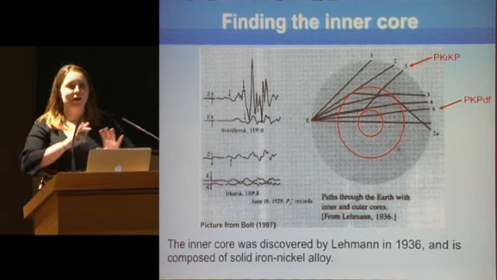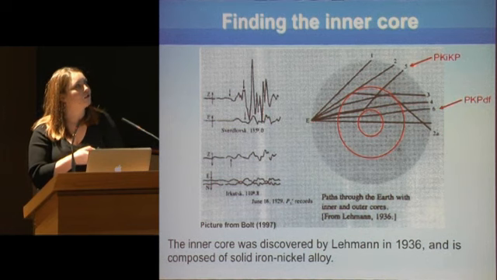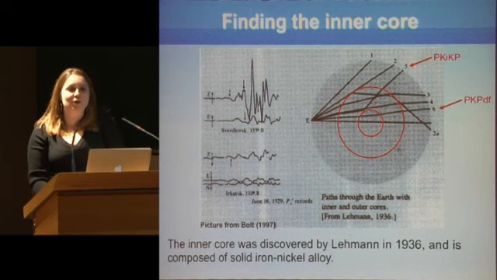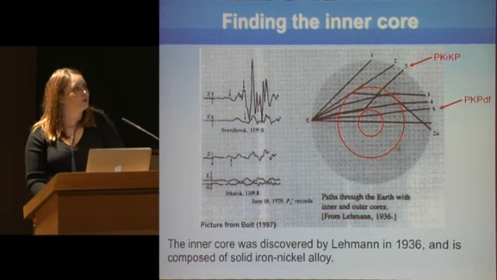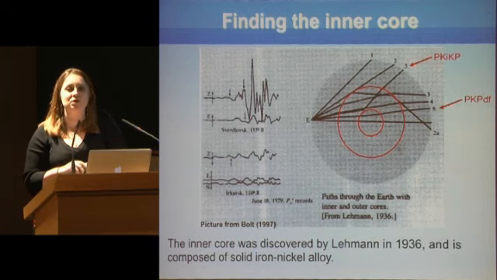She pretended that the Earth was very uniform, that rays travelled as perfect straight lines, and estimated that there was an inner core with a radius of about 1,400 kilometres. Despite her approximations, this was a very good calculation. We know today that the inner core has a radius of about 1,220 kilometres and is composed of a solid iron-nickel alloy.